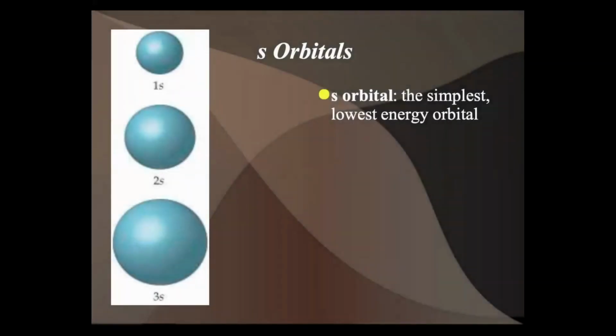Okay. So as I mentioned, the S orbital is the simplest shape. So more complex shapes are more energy. So the simplest shape has lower energy than a more complex shape.